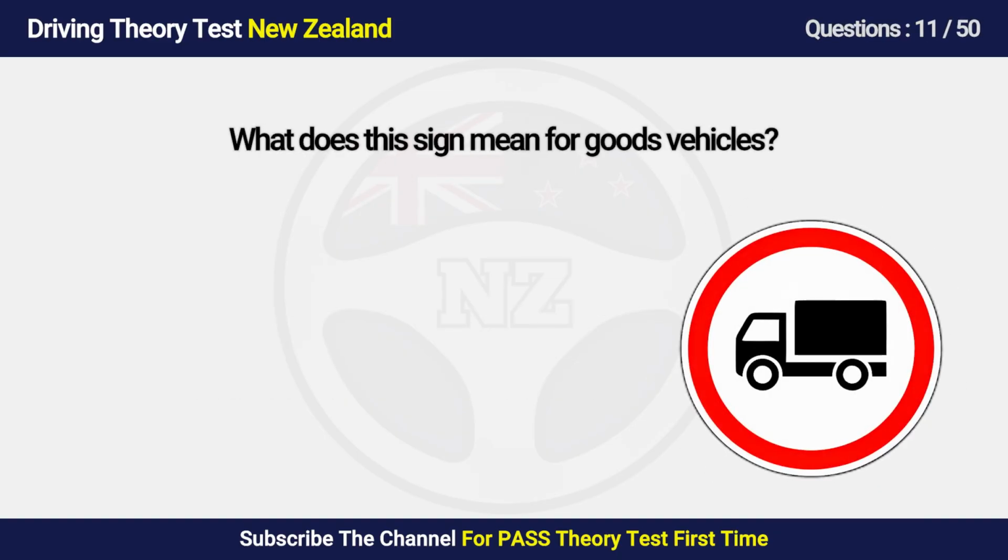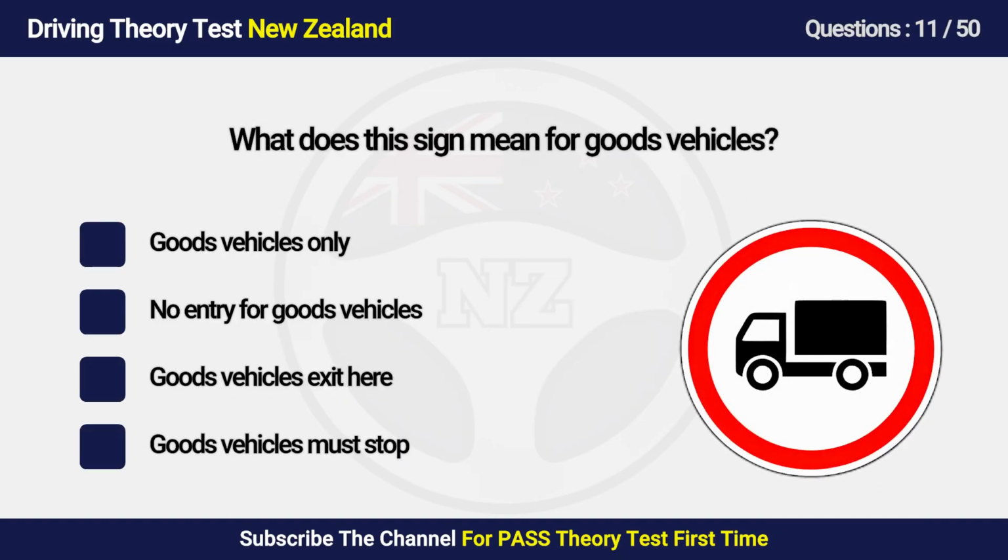Question 11. What does this sign mean for goods vehicles? A, goods vehicles only. B, no entry for goods vehicles. C, goods vehicles exit here. D, goods vehicles must stop.